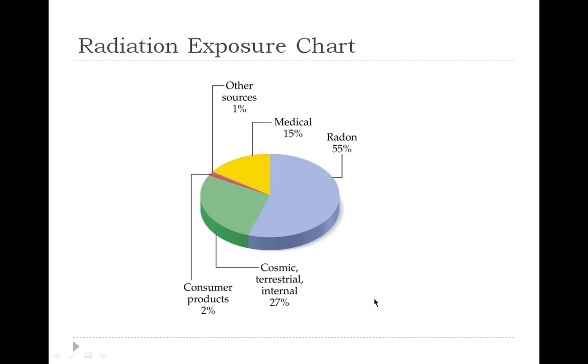So, let's talk about the radiation exposure chart. What are you typically exposed to in your life? What types of sources do you have that give you doses of radiation? Well, 15% of your exposure comes from medical radiation, whether it's X-rays or anything else you get. Radon in the ground is another source of radiation. Then there's cosmic, terrestrial, and internal radiation. Internal in you, terrestrial outside of you and on our planet, and then cosmic outside of our planet, and then consumer products.